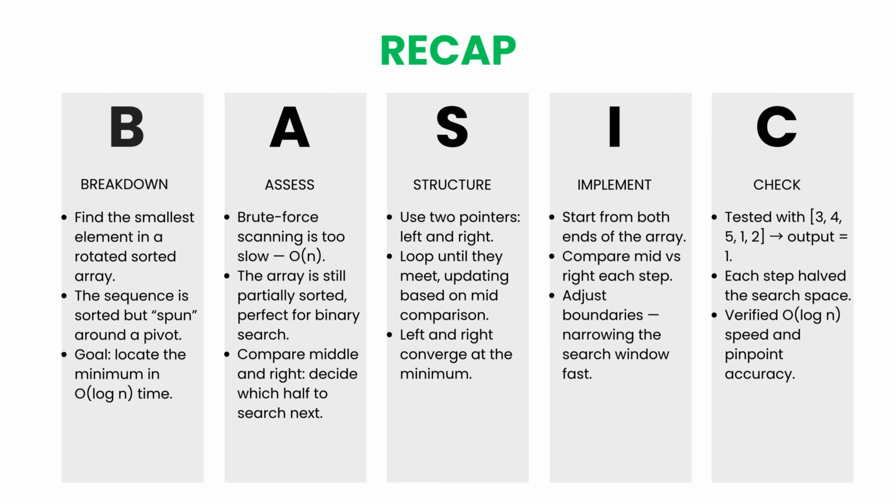Check recap. When tested with the sample array, the algorithm zeroed in on the correct value almost instantly. Each step eliminated half the possibilities, confirming the expected result with impressive speed. It's a perfect demonstration of how binary search adapts beyond just finding specific numbers.